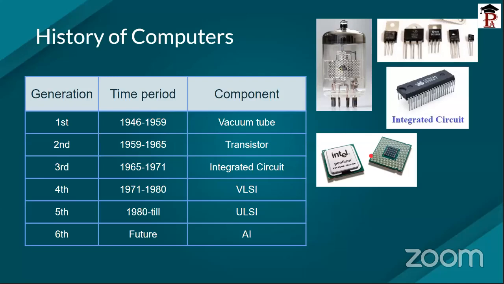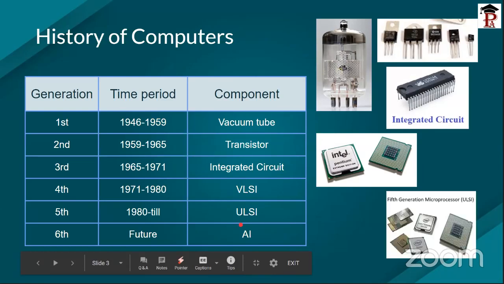This is called the CPU. CPU means the brain of the computer. It's not the cabinet we are using; it's the chip that is the brain of the computer. Then we use ultra large scale integrated circuits in the fifth generation. Currently we are in the fifth generation. The future is artificial intelligence. Every computer science student knows we are looking forward to moving to artificial intelligence. So these are the components used in the history of computers.